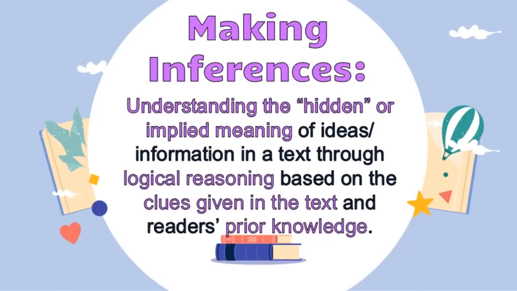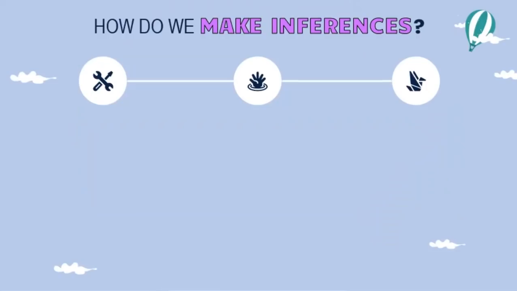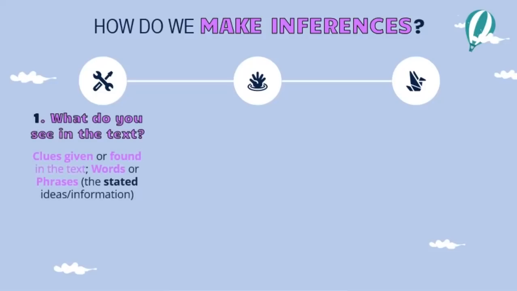So, how do we make inferences? We can do it in 3 simple steps. Step 1, what do you see in the text? Meaning, look for clues given or found in the text. They could be words or phrases. They are the stated information needed, very important for us, either main ideas or supporting details that can help us understand the implied meaning.